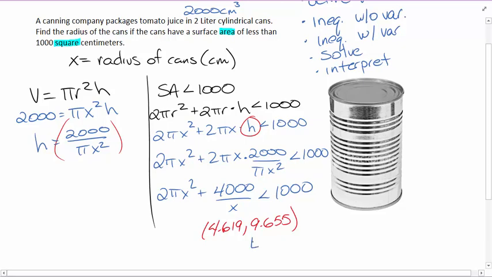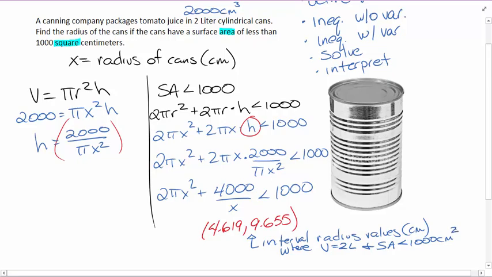To interpret my solution, this would be an interval of radius values, and the units on that are centimeters, where the volume equals 2 liters and the surface area is going to be less than 1,000 centimeters squared.